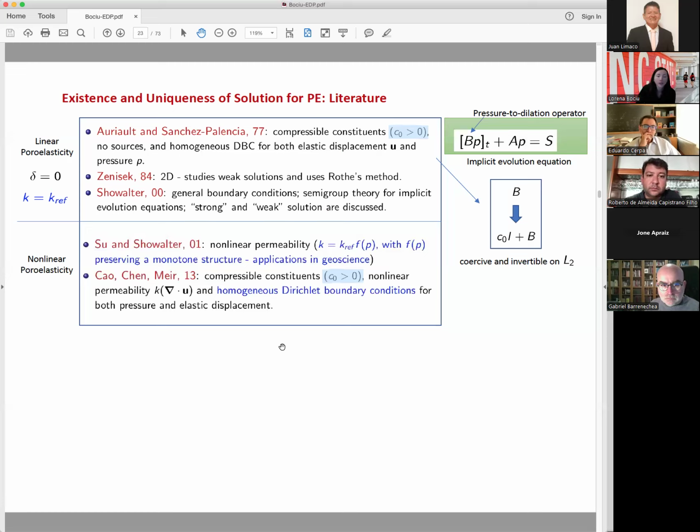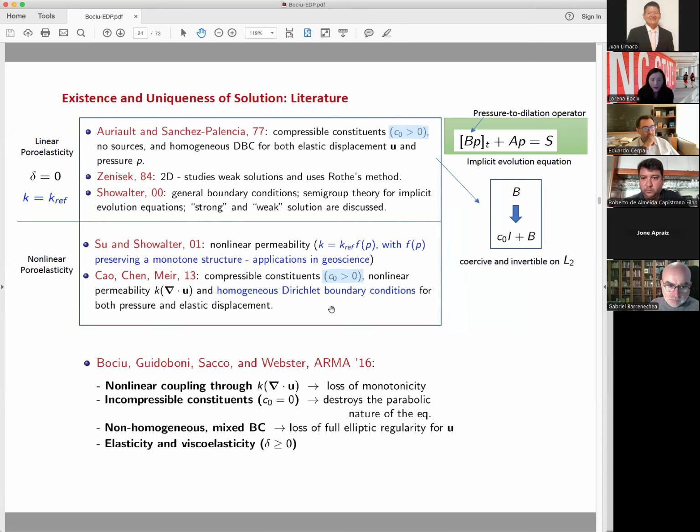The first paper that considered a permeability nonlinear function depending on dilation was a paper by Cauchin and Meyer. But again, they only looked at the case of compressible constituents because, as I mentioned before, the problem becomes much nicer, and they simplified the boundary conditions, so just homogeneous Dirichlet boundary conditions. So what we did in our first paper in ARMA is we really built up on all this previous work, but we wanted to stay in the realistic scenario. So nonlinear coupling through permeability, which is a loss of monotonicity.